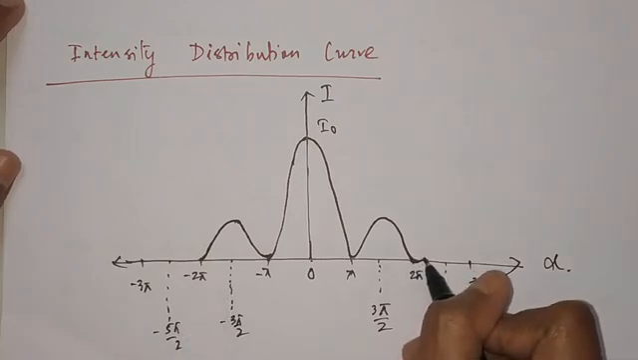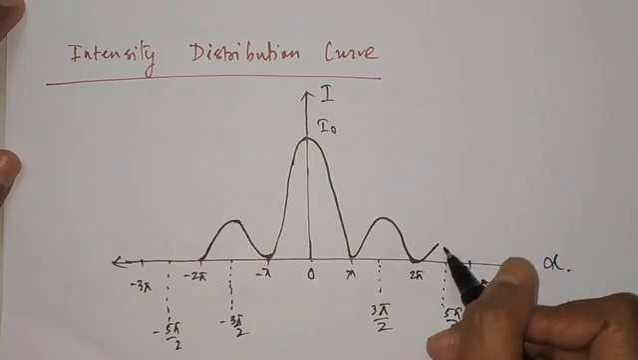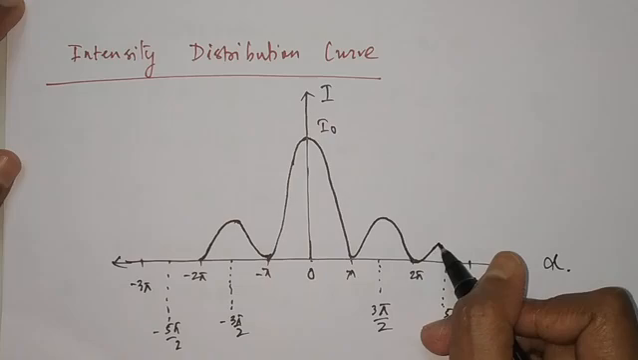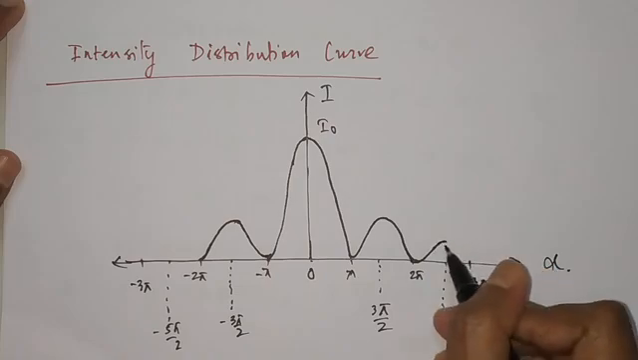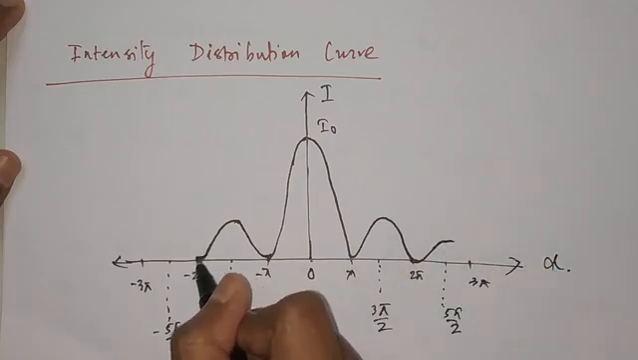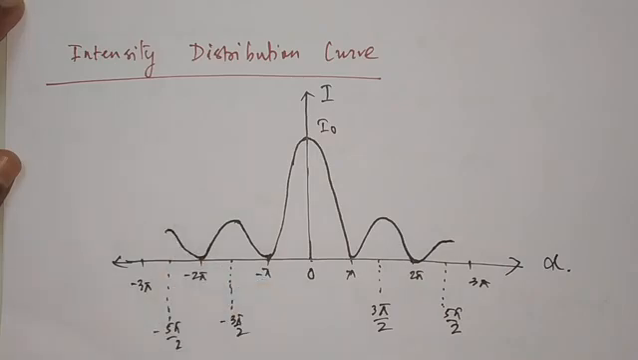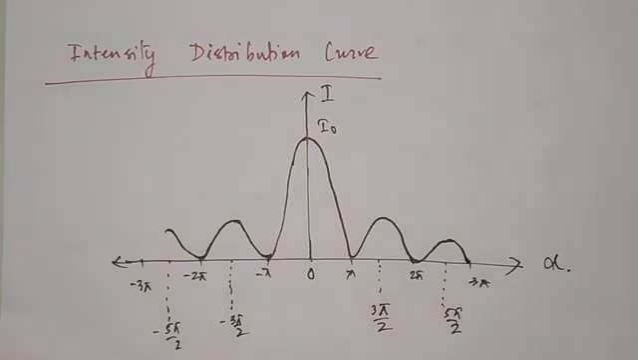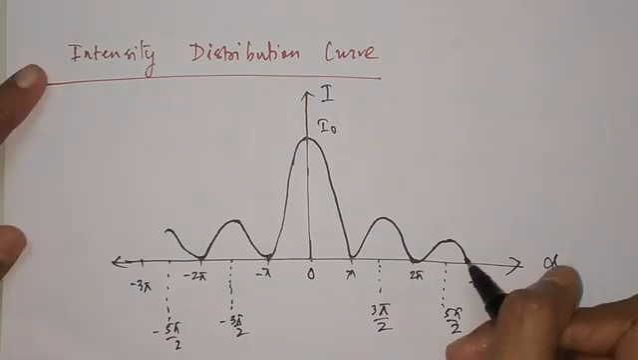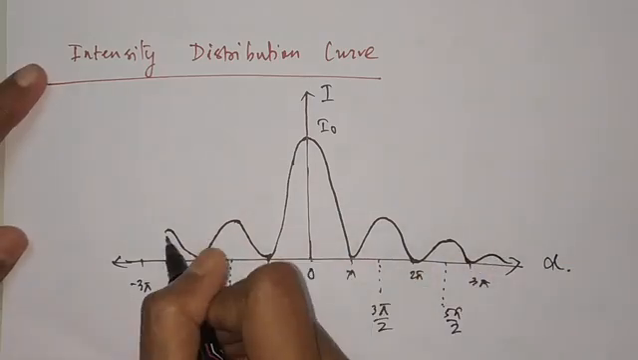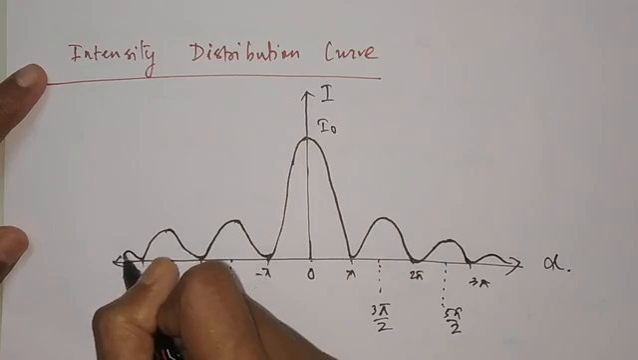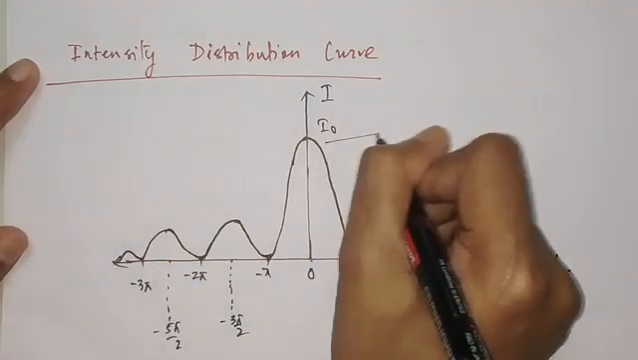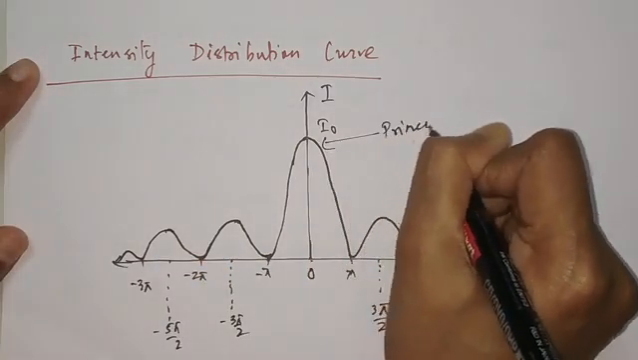Then again intensity increases, we get the second secondary maximum around 5 pi by 2. On this side also we get another secondary maximum at minus 5 pi by 2. Then intensity decreases, we get the third minimum at 3 pi. Okay, in this way we get the intensity distribution pattern. So this is the principal maximum.